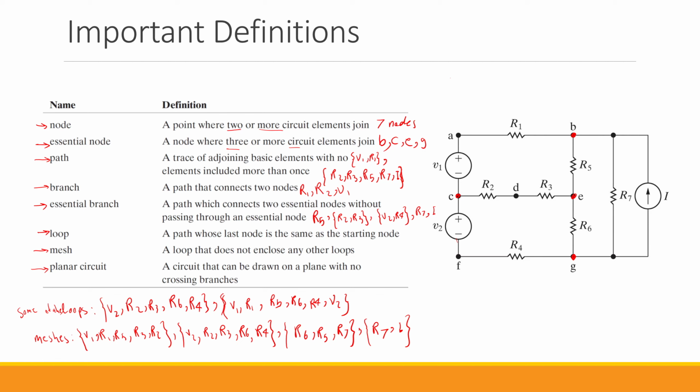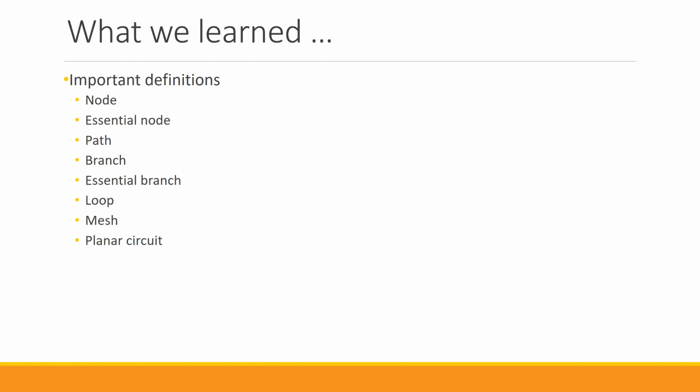I went over it in a previous video. A planar circuit is a circuit that can be drawn on a plane with no crossing branches. So now that you know all these definitions, you should be able to identify the node, essential node, path, branches, loops, mesh in any circuit that you are given, because the definitions are very straightforward. Based on these, we now have a good foundation to move forward with solving more complex electric circuits.